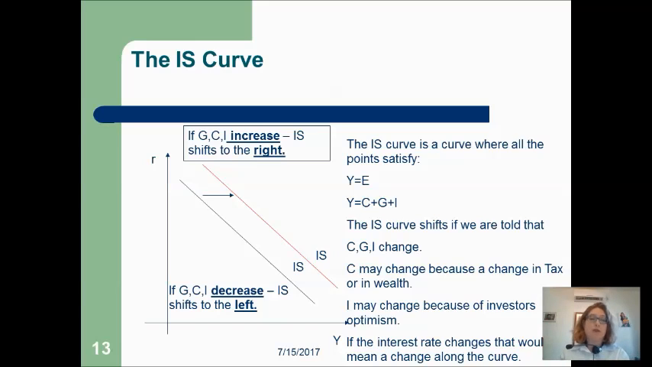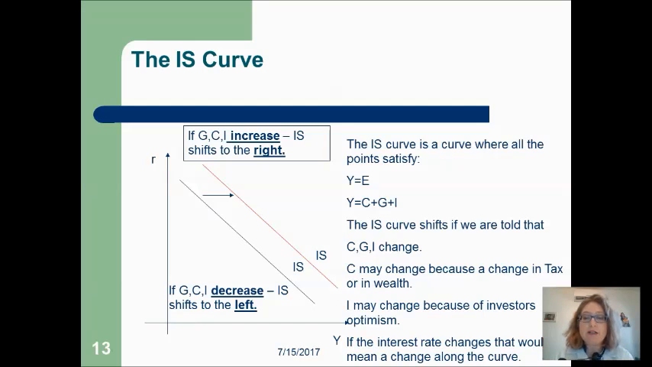Now, a new curve that we learned is the IS curve. The IS curve is a curve where all the points satisfy income equals expenditure, like the aggregate output should be equal to the aggregate expenditure. Here at the closed form version, it means that Y equals C plus G plus I.